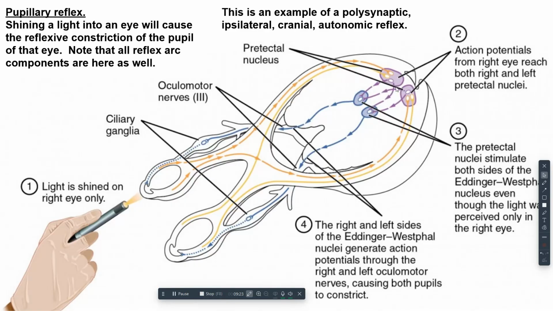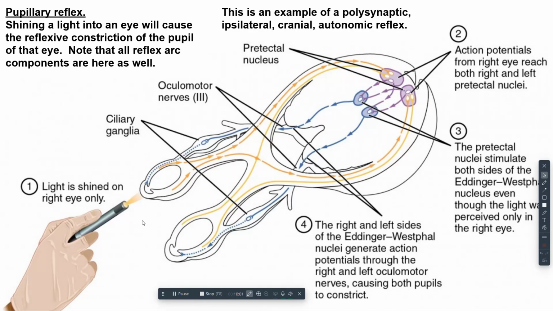Now my reflex is happening in my midbrain, so this is a cranial reflex. And if I'm shining light in the right eye and I'm observing the right eye to constrict, it's going to be ipsilateral. This is an autonomic one. Well, that's a new example for us as well. This is an autonomic reflex because the muscle in the iris, in your eye, is made of smooth muscle, which we don't control. So that is considered an autonomic reflex. So we're going to play with this one in lab too.